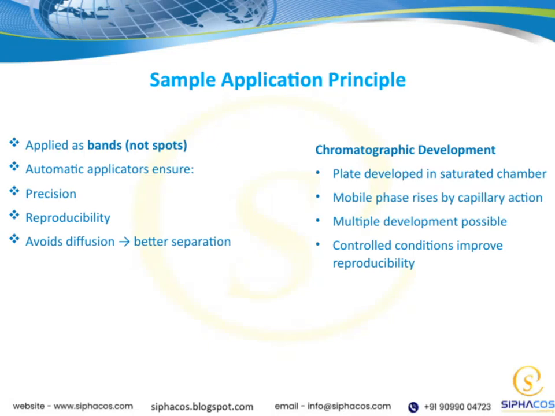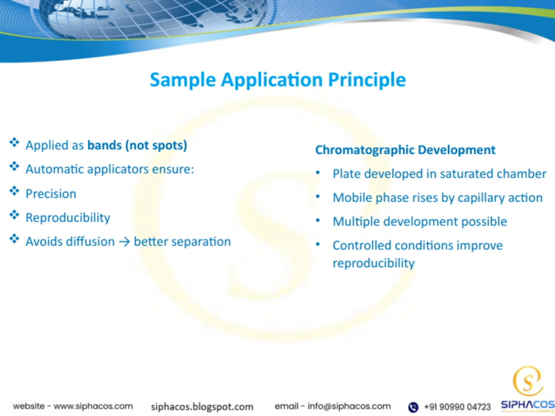Now, let's talk about chromatographic development. When we develop a plate, it's typically placed in a saturated chamber to ensure consistent humidity and conditions. The mobile phase then rises through the plate by capillary action, carrying the sample with it. This process can be repeated multiple times if needed, which helps improve the separation of compounds. Controlled conditions, of course, are essential because they enhance reproducibility, making sure our results are consistent across different runs.